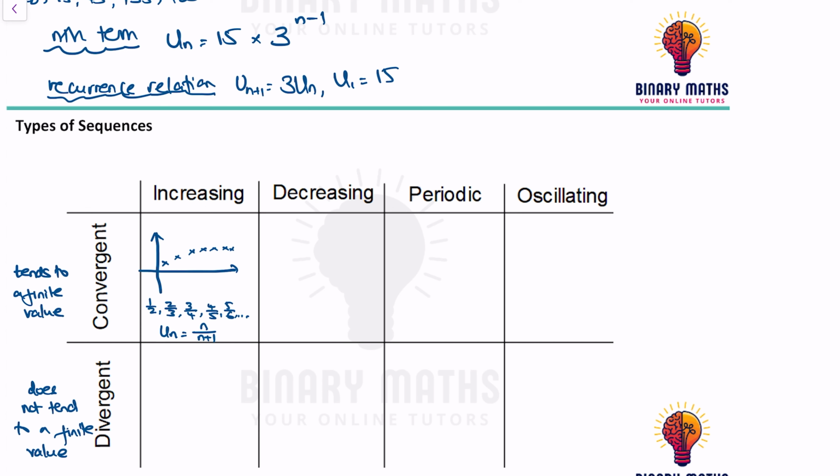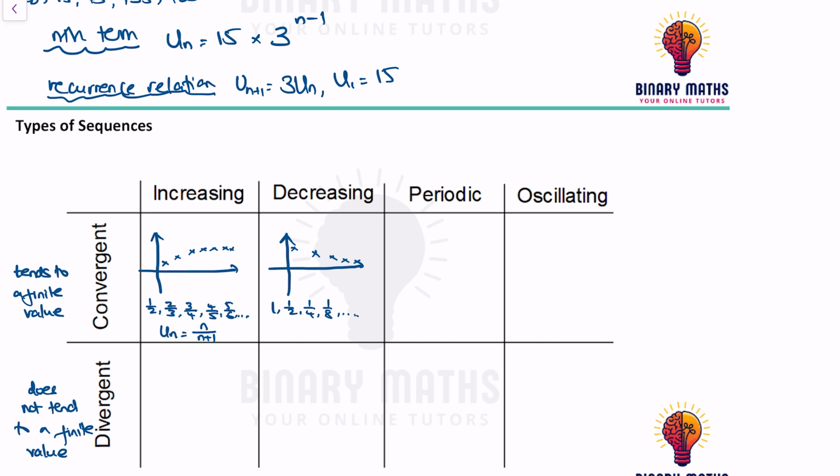Okay, decreasing now. So it's the same concept, but the only thing is it starts off obviously at the highest, and then it's going down, and it's getting closer and closer to a certain value. So for example, look at the sequence 1, half, a quarter, 1/8, so on. We can see it's getting closer and closer to 0, so it's tending to 0. So it's a convergent decreasing sequence.